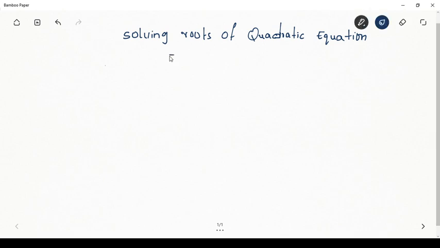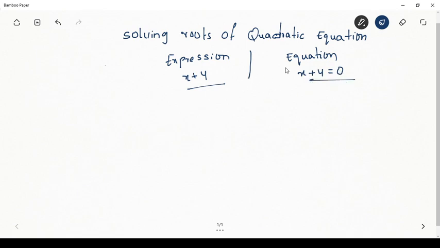So first, what is an expression? An expression is nothing but a combination of terms. For example, x plus 4 is called an expression. If I want to write the same thing as an equation, anything is equated, so x plus 4 equals 0. Just writing the combination of terms and equating it is the major difference. Other than that, not everything is common. So this is the difference between expression and equation.